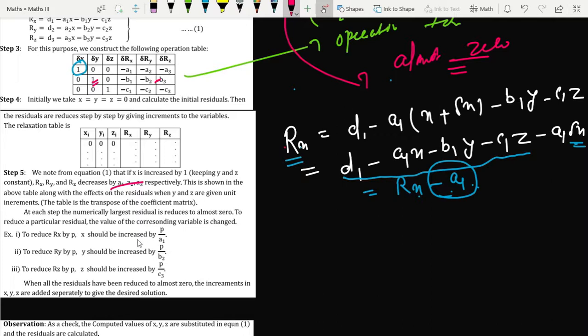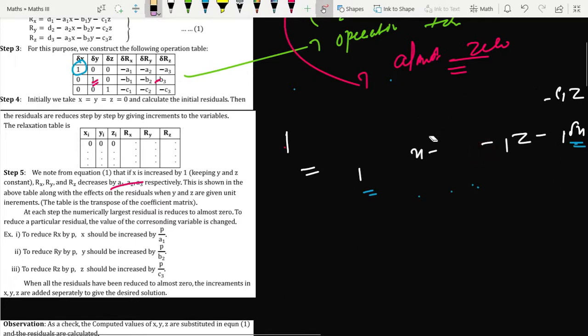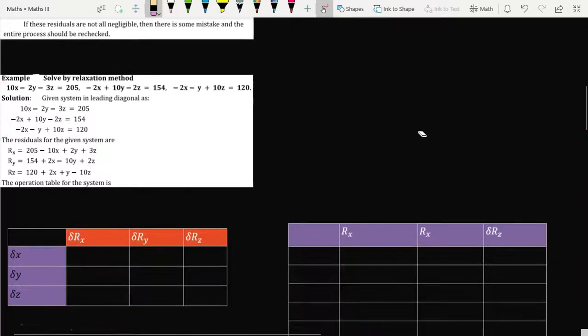Okay, so this is the procedure to find the residuals. One table is called the operation table and one is called the relaxation table. A change in x, y, z is recorded in the operation table, which operates on the second table, the relaxation table, to reduce the residuals to 0 and obtain the solution of the given problem. Based on that, we discuss the problem so that the method can be understood, and it helps to find the solution of linear equations by using the relaxation method.